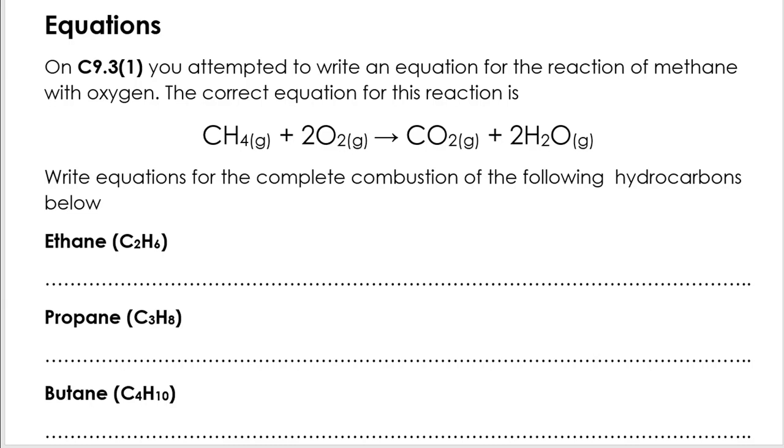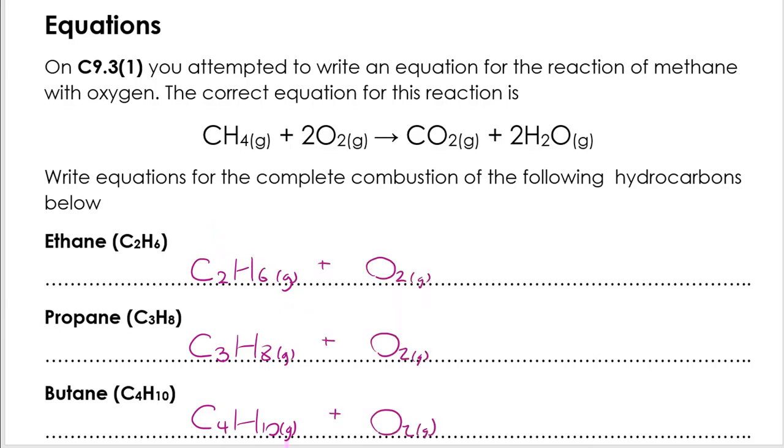So I'm going to do all of these together collectively, and I'm going to come up with a tip that I hope will help with complete combustion equations, and indeed with incomplete combustion equations that we're going to see later. So let's start off by writing out the beginning of the equation. That's the hydrocarbon that we're combusting. We know in each case that we are combusting them in the presence of oxygen. That exists diatomically, so it's O2.